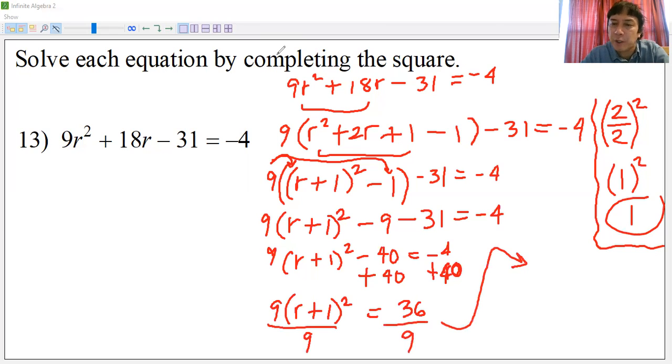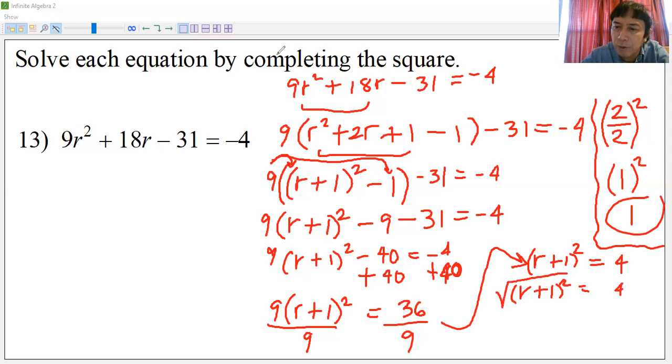The left side is r plus 1 squared, and that is equal to 36 over 9. That's exactly 4 there. And so we take the square root of both sides. We have r plus 1 squared equals 4. We take the square root and square root. This becomes plus or minus the square root of 4, which is plus or minus 2. And the left side is just r plus 1.